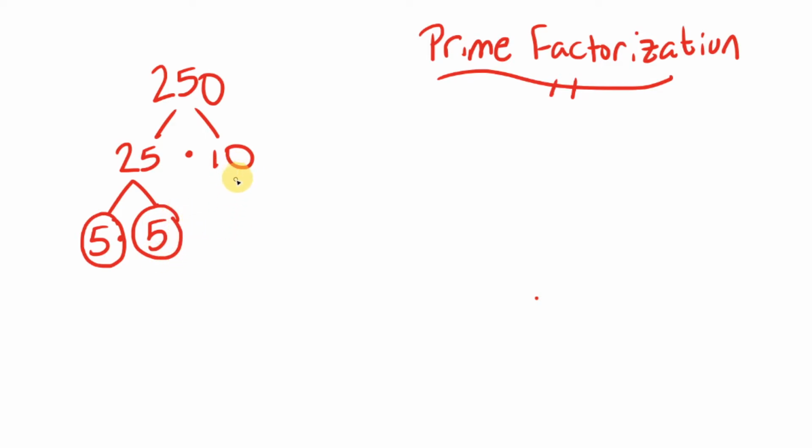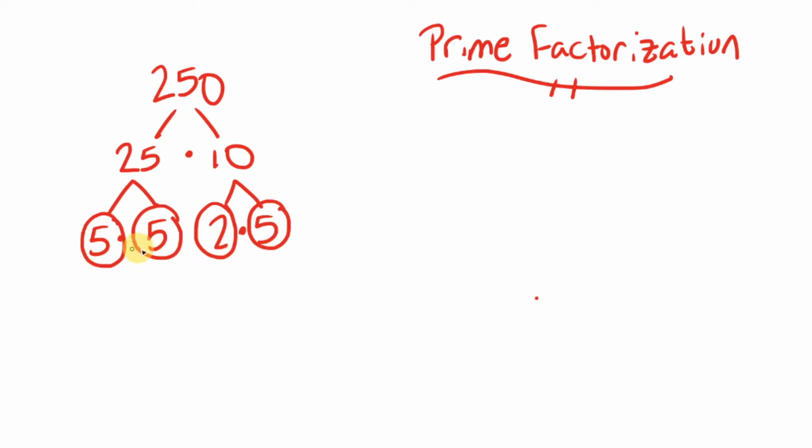Let's go back to 10. What numbers can I multiply to give me 10, aside from 1 and 10 itself? Well, I can multiply 2 times 5. That'll give me 10. 2 is a prime number, so I'm done with this branch, and 5 is also a prime number, so I'm done here.